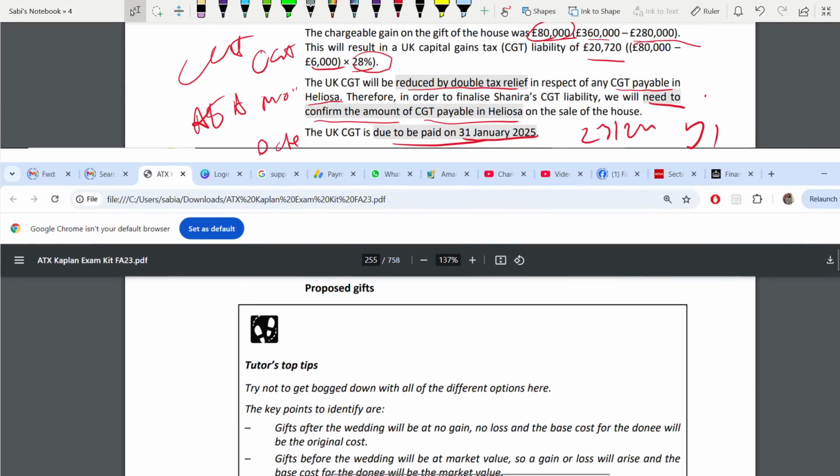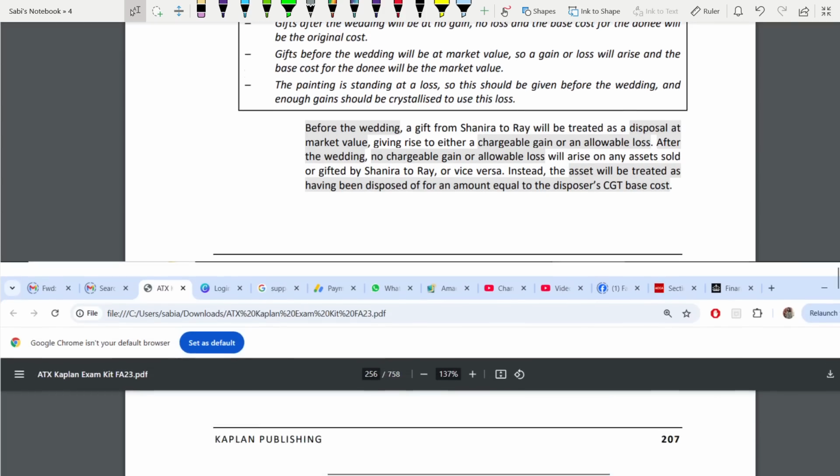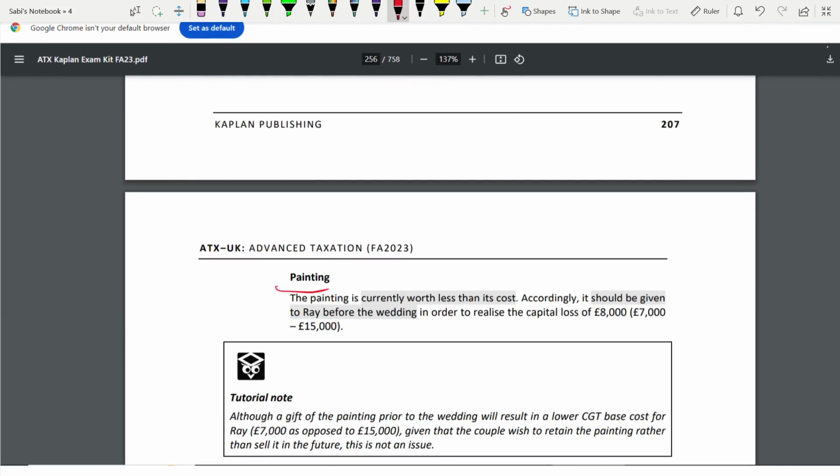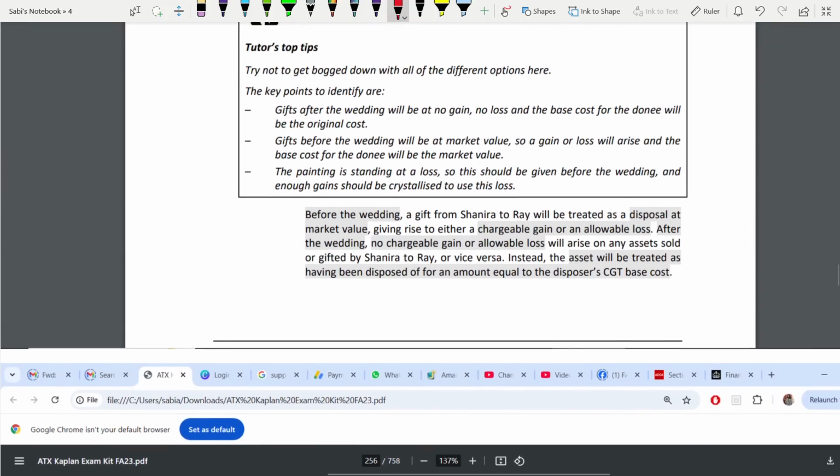Coming to the next gift. So the next gifts are the paintings. One is painting, the other one is shares. We are going to talk about them separately.